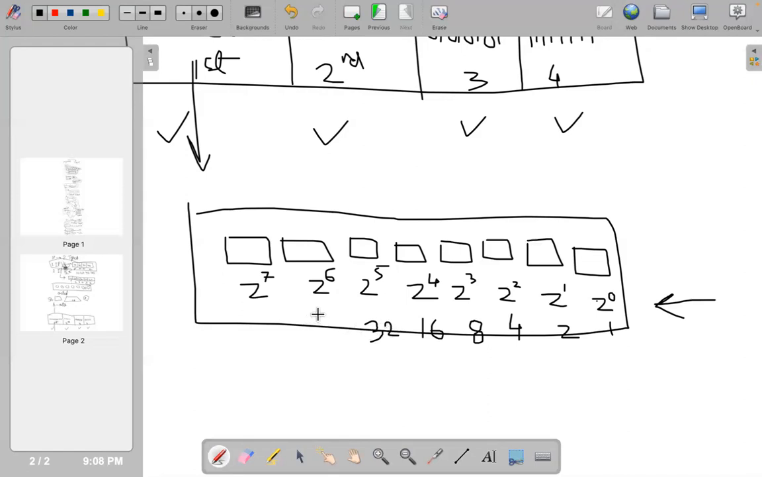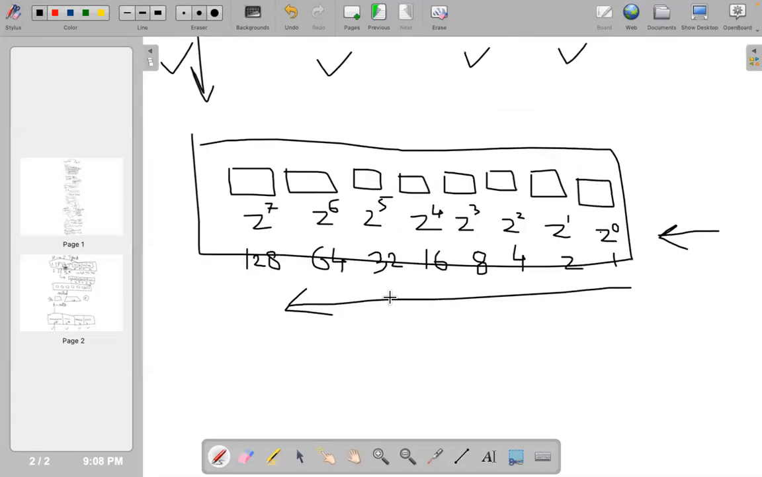2 to the power 6 is 64. And 2 to the power 7 is 128. Right? Or you can remember just double it. From here to here, just double: 1, 2, 4, 8, 16, 32, 64, 128. Understood?